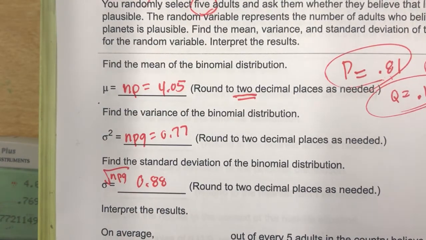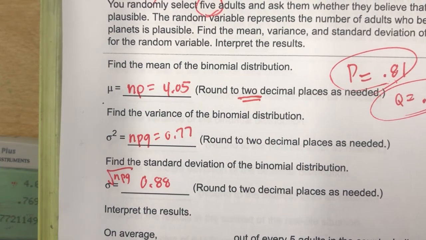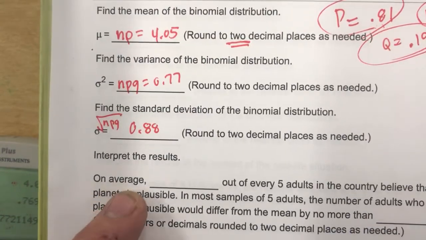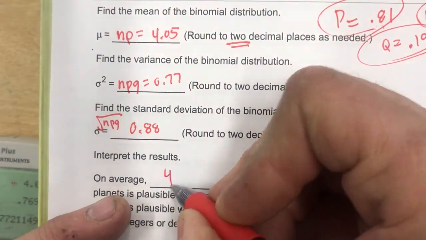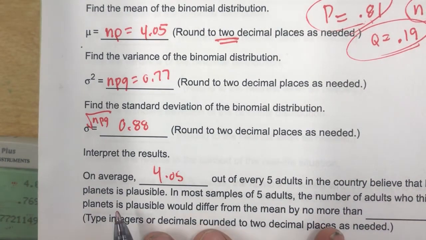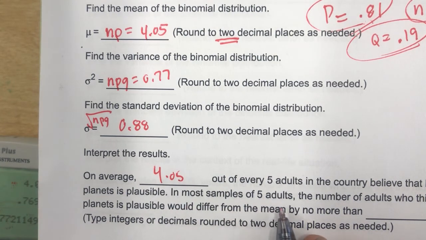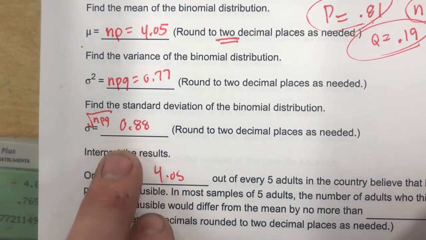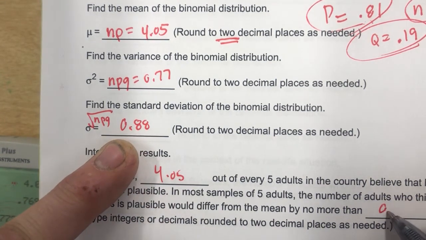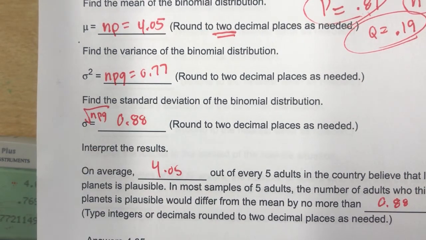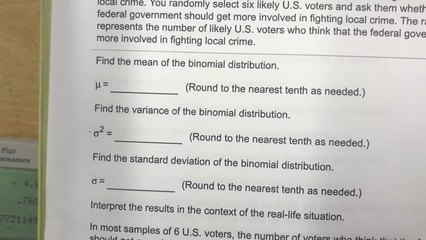All right. So we're looking good here. We got those answers right. We got all 3 of them right. Now what this says, on average, our average is 4.05. 4.05 out of every 5 adults in the country believe that life on other planets is plausible. In most samples of 5 adults, the number of adults who think life on other planets is plausible would differ from the mean by no more than, right there, 0.88. Because that's the standard deviation. That tells how much it differs. Okay. And then there's a couple more of the same exact questions here, just different situations.